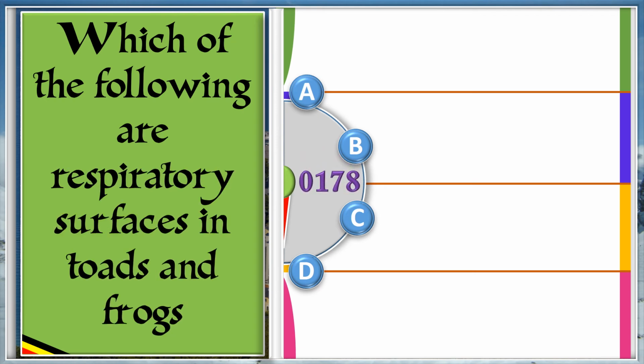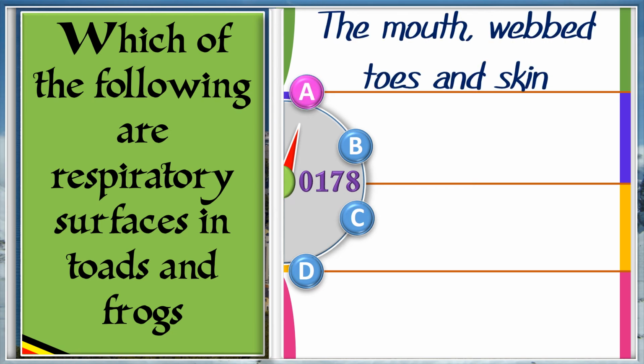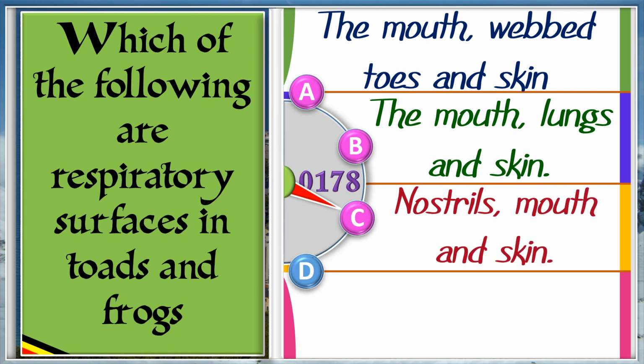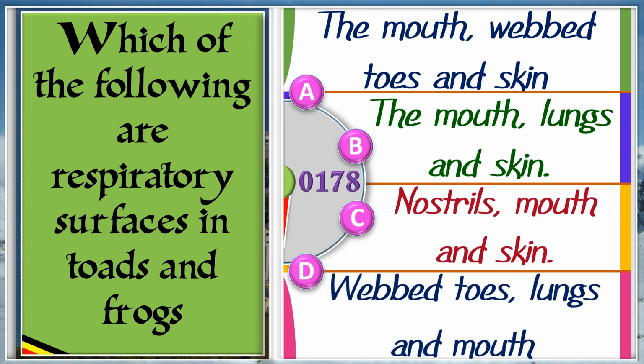Which of the following are respiratory surfaces in toads and frogs? A. The mouth, webbed toes and skin. B. The mouth, lungs and skin. C. Nostrils, mouth and skin. D. Webbed toes, lungs and mouth. And the answer is B. The mouth, lungs and skin.